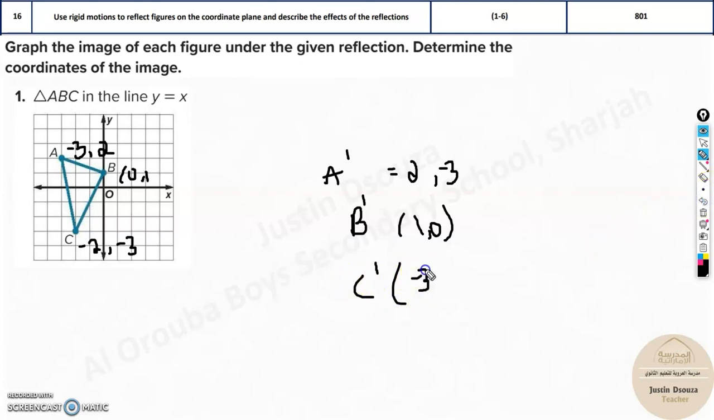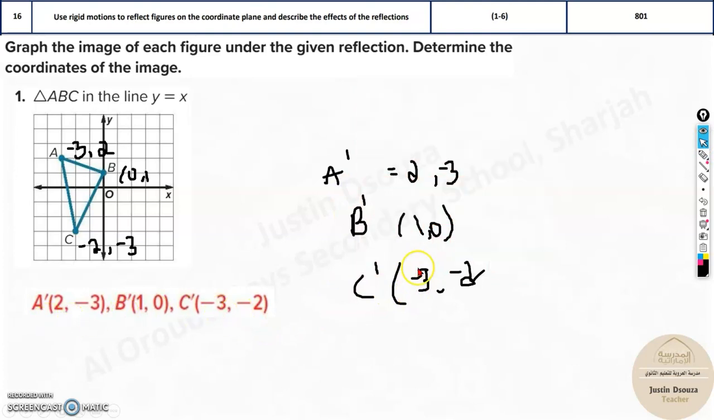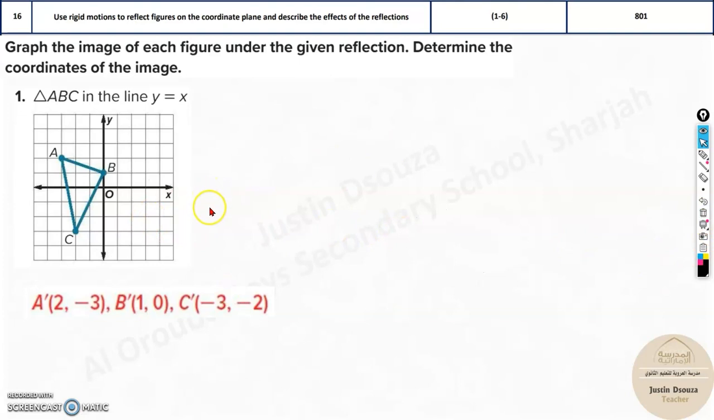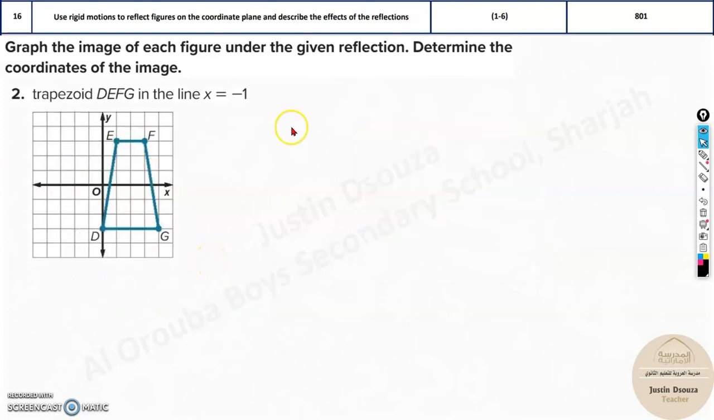So this is it, -3 comma -2. Sorry about my writing. So these are the answers. You can see that they are the same answers. Why is it so simple? Because you can easily find the coordinates of A, B, C, and then you can easily write the reflection along the line y equals x, which is just the change of x and y. That's it. Same way you can try the others.